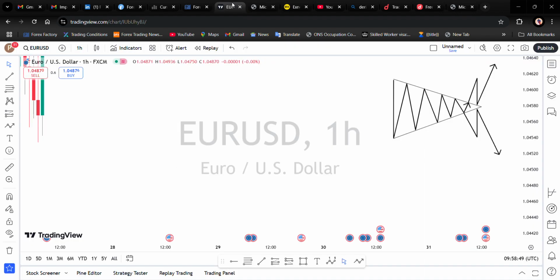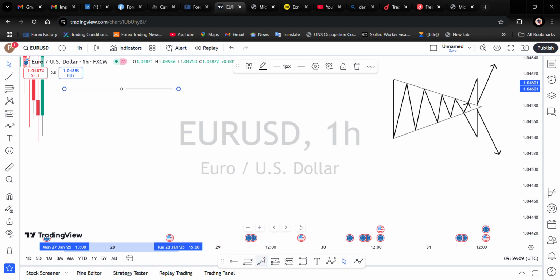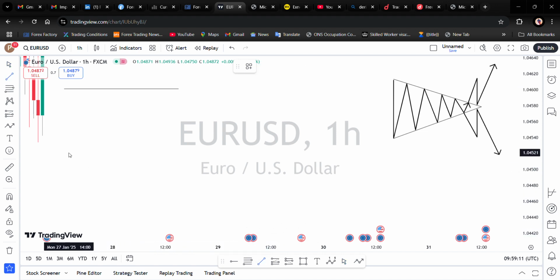An ascending triangle implies that we have a triangle that is ascending in price, but there is a level of resistance above it that is horizontal. For example, we have this. This is an example of an ascending triangle.